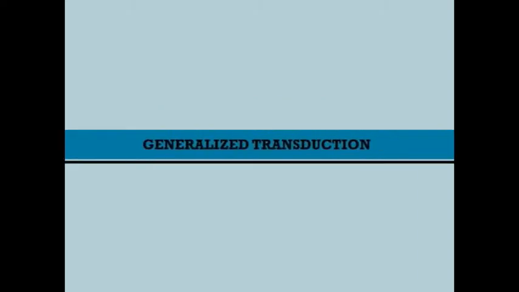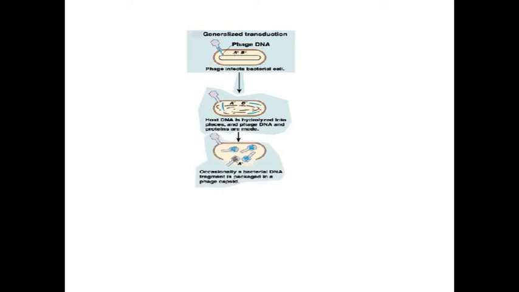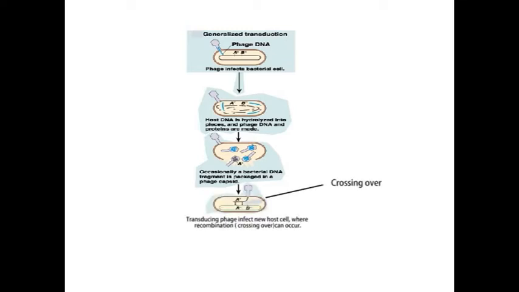First we'll come to generalized transduction. This occurs during the lytic cycle of virulent or temperate phages. During assembly, when the viral chromosomes are packed into the capsid, random fragments of partially degraded bacterial chromosomes may also be packed by mistake. As the capacity of the capsid is limited in the quantity of DNA to be packed, some viral DNA is left behind. Hence, the quantity of bacterial DNA that is carried depends on the size of the capsid.